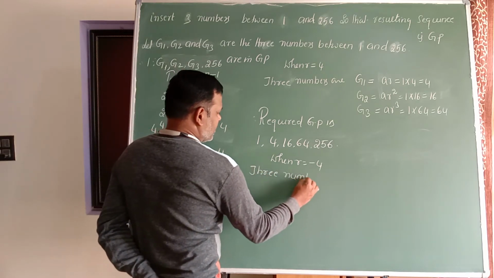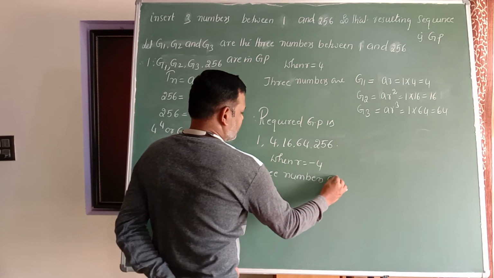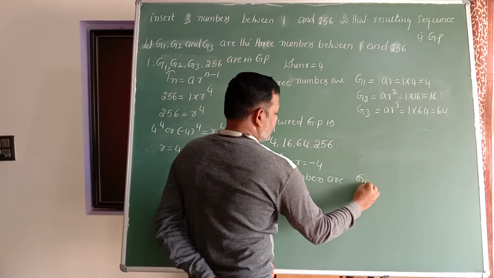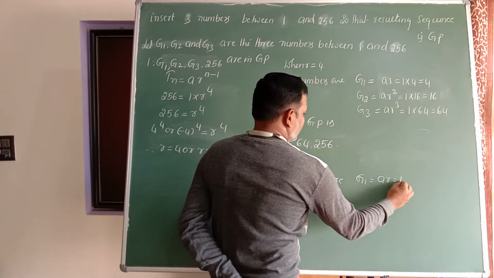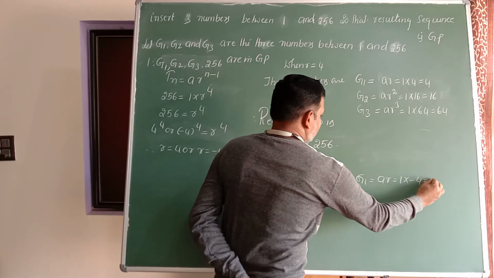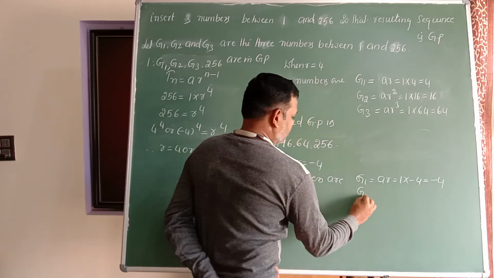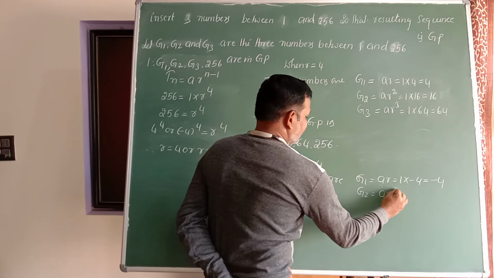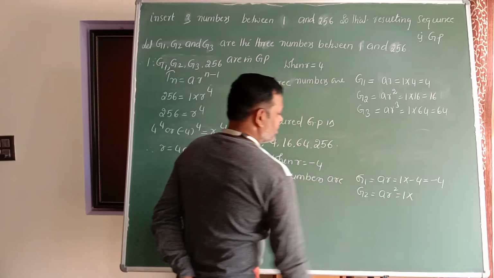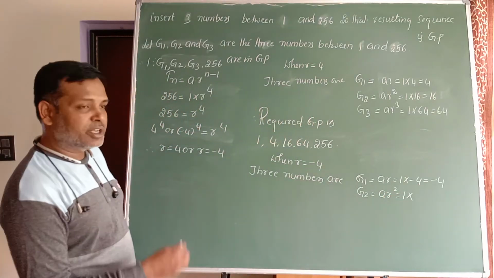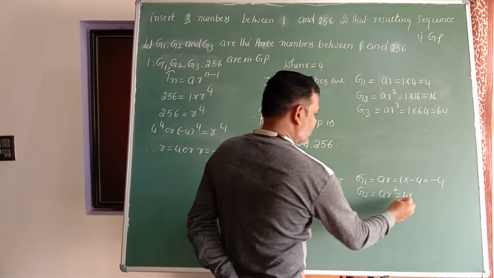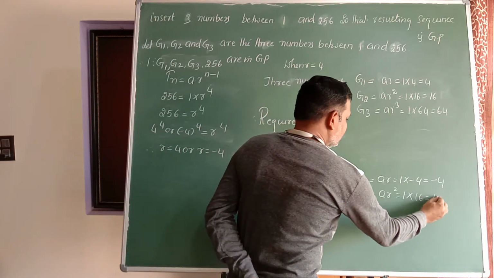Look at me. Three numbers are: the first one is G1, that is equal to AR. A is 1, R is minus 4, so that is equal to minus 4. G2 is equal to AR square, that is 1 into R, where R is minus 4. Minus 4 square is 16, so that is equal to 16.